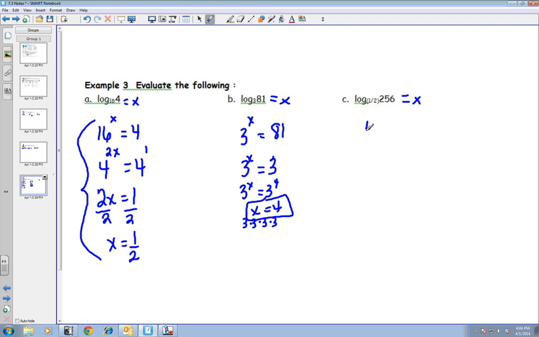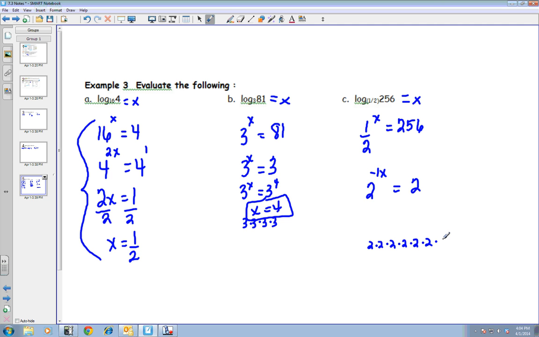I have my base is 1/2 to the x equals 256. Now, anytime I want to use a base, I never want to use a fraction as my base. So I could rewrite 1/2 as 2 to the negative 1. And I have that x there. And I need to rewrite 256 as 2 to some power. Well, 2 times 2 is 4, times 2 is 8, times 2 is 16, 32, 64. 64 times 2 is 128. 128 times 2 is 256.